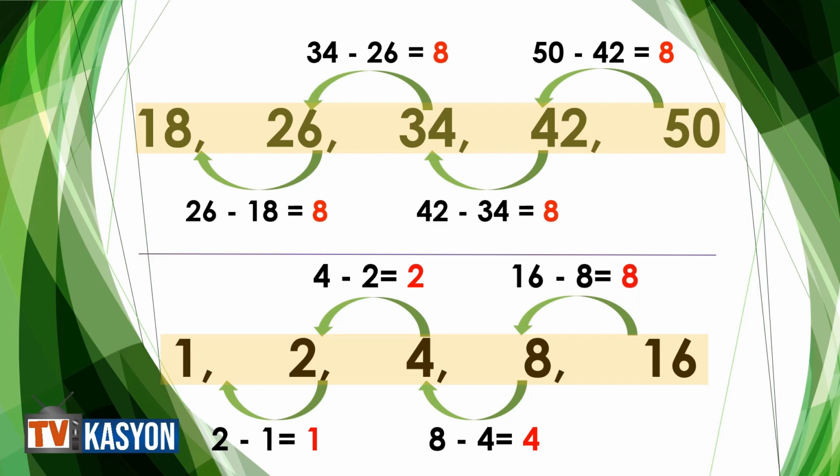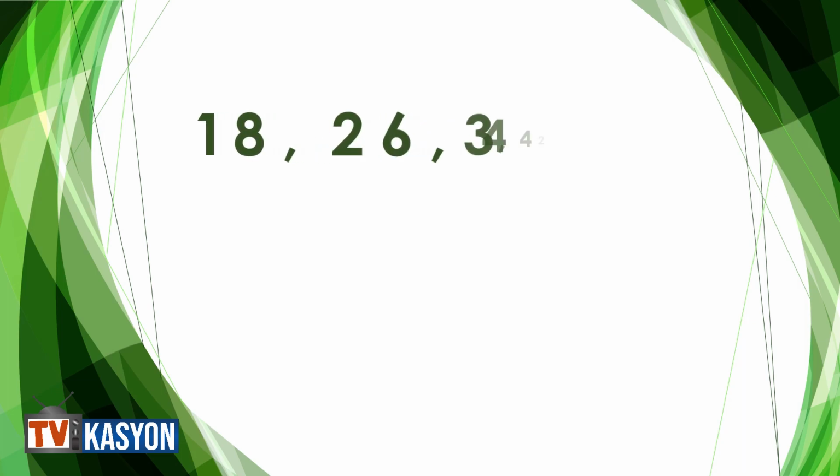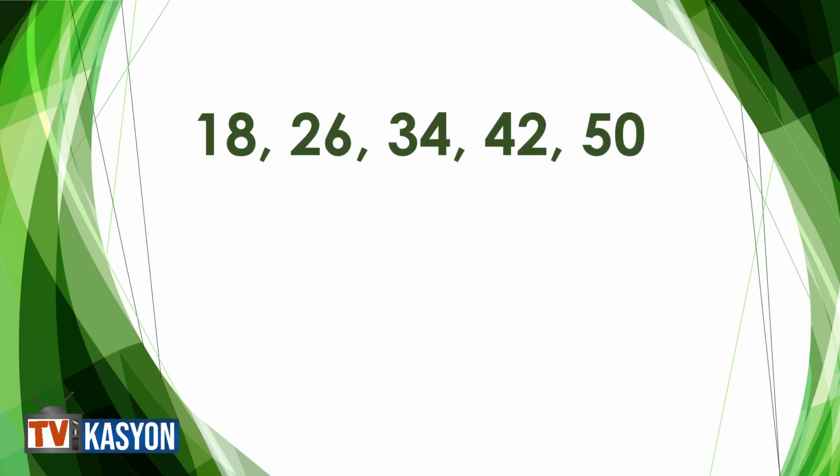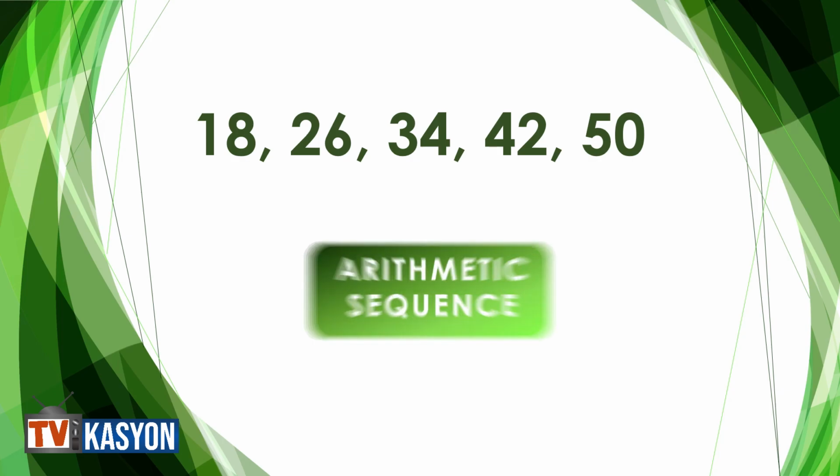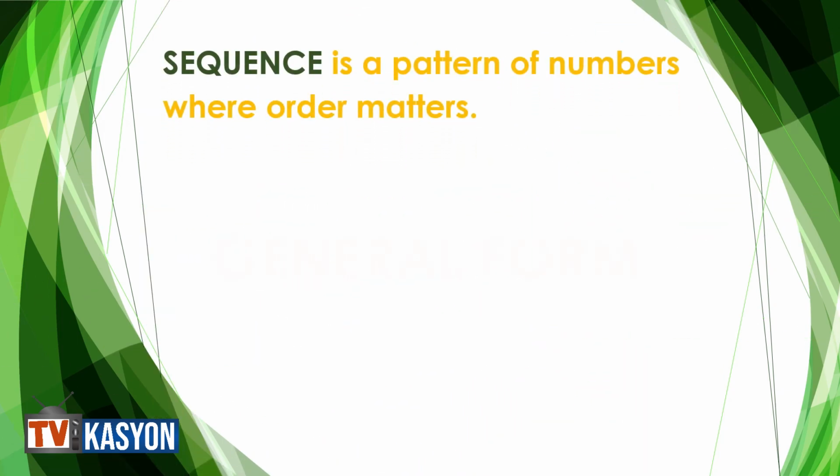Since the differences between the terms in the first set of numbers are the same, while the differences between the terms in the second set of numbers vary, we can now say that between the two sets of numbers, 18, 26, 34, 42, 50 is an arithmetic sequence. A sequence is a pattern of numbers where order matters.